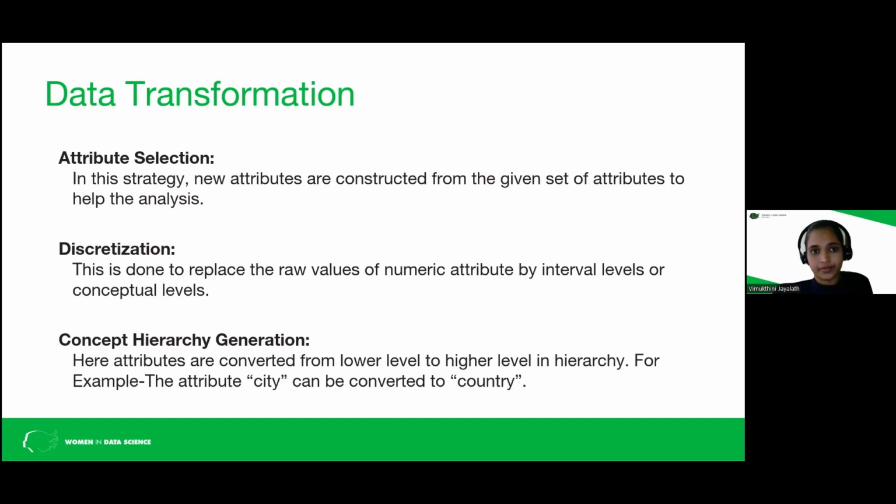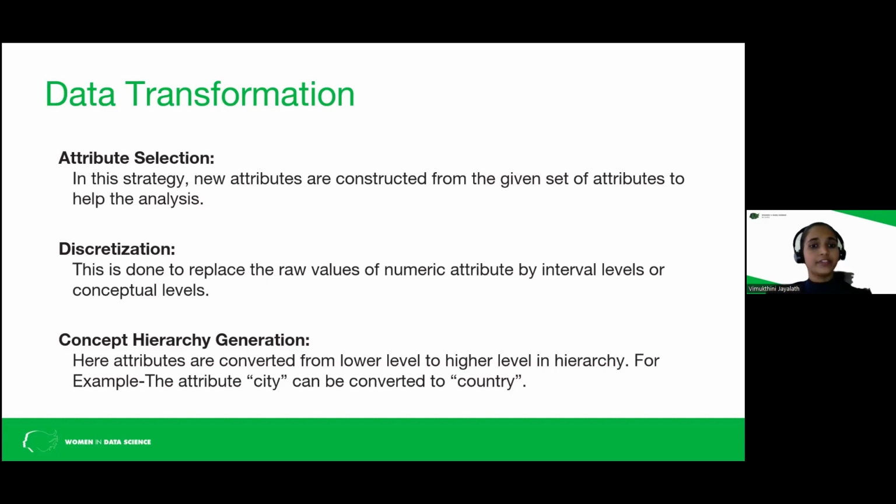So when it comes to attribute selection, it's mainly about constructing new attributes from the set of given attributes. So we can even maybe take two columns that are related and construct a new column using that. So let it be like, say, the number of family members and house size, but that's not a really good example. So let's go with the second one, which is discretization.